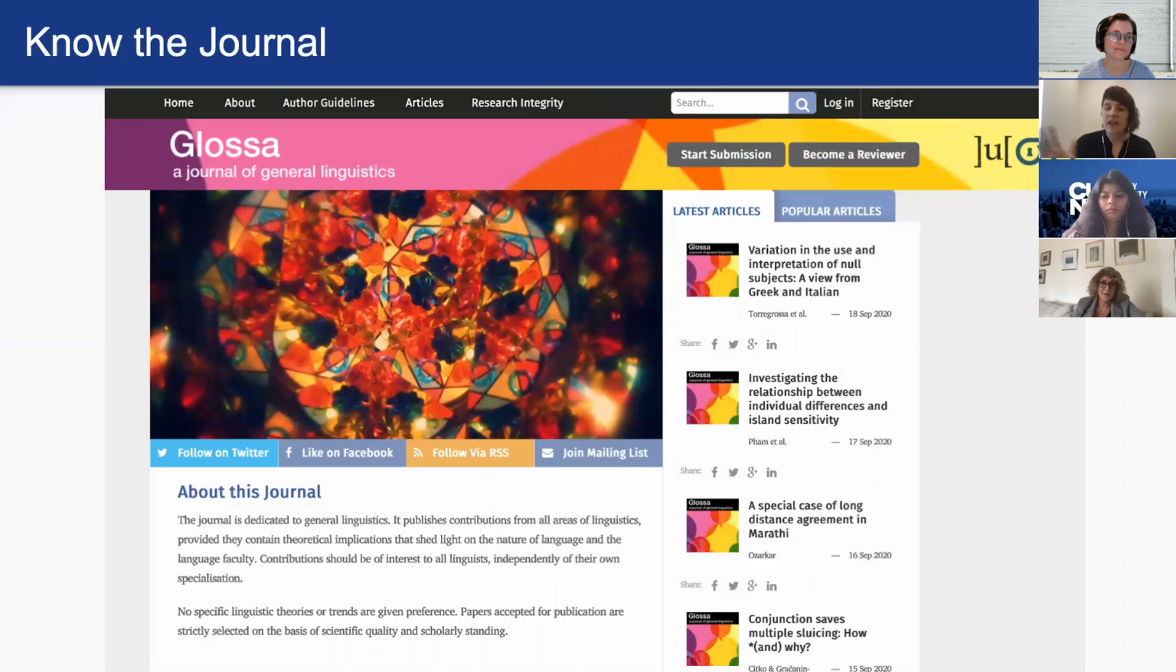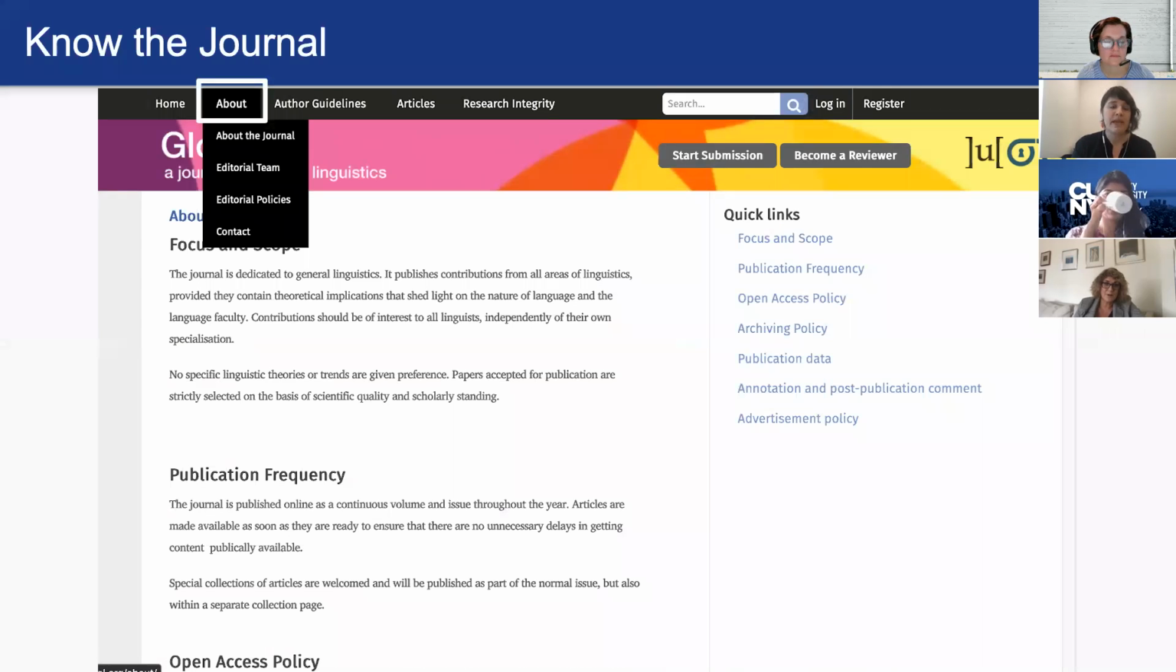If you're somewhat unfamiliar with a journal, you can come to know it through the works it publishes as well as its website. So this is the website for Glossa, a well-regarded journal in linguistics. And as we scroll through the website, we can read more about its focus, the scope of content that it publishes, how frequently that work is released, who is on the editorial team, and what are the policies and practices that shape the journal.